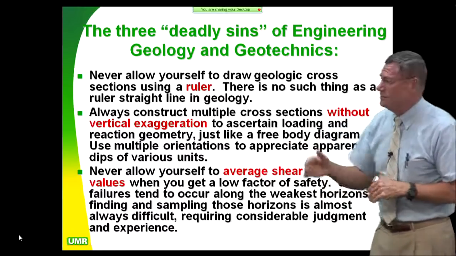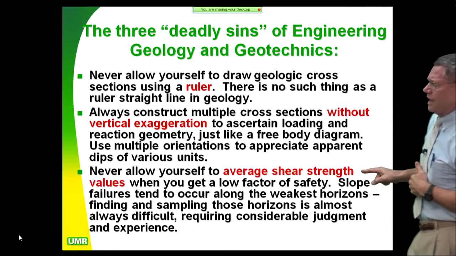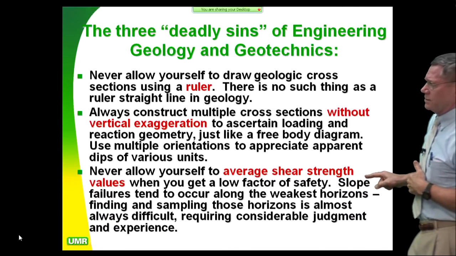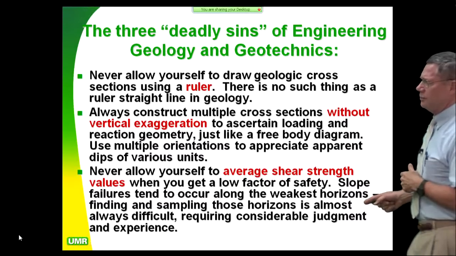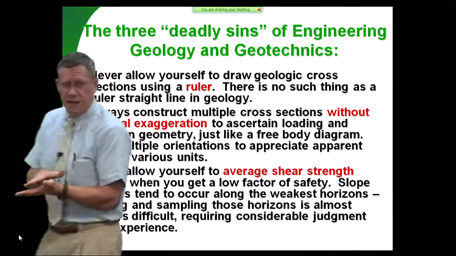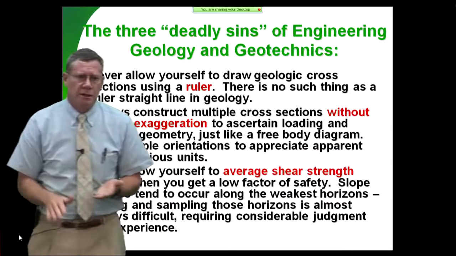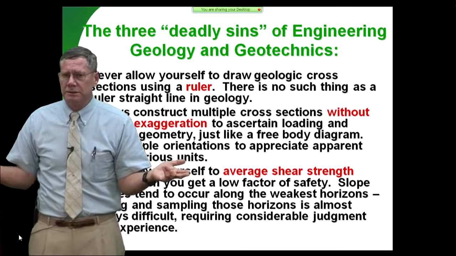Follow the water. Okay, never allow yourself to average shear strength values when you get a low factor of safety. That happened down in New Orleans before Katrina. Slope failures are going to tend to occur along the weakest horizons. Sampling those horizons is always going to be difficult. So if you have a 1-inch layer of something that's really soft and gooey, that's what you got. And it's going to control behavior on that site.